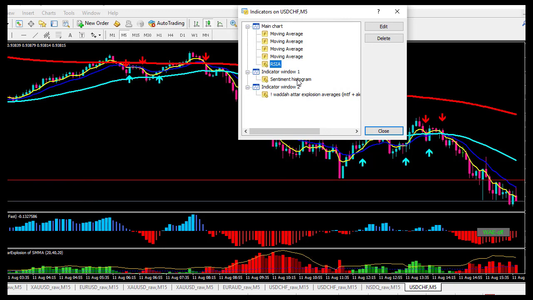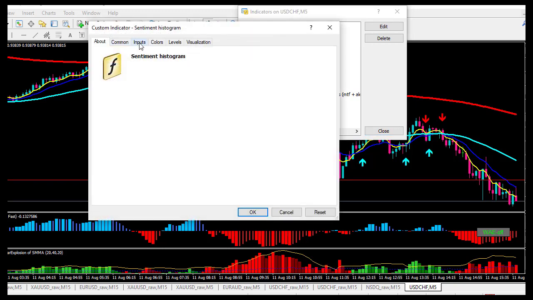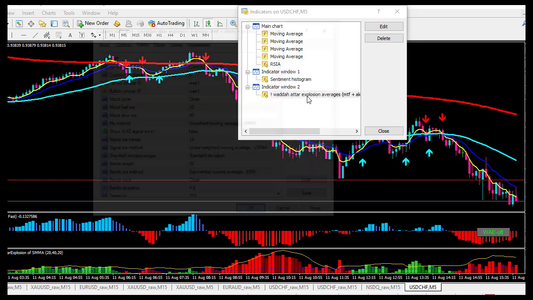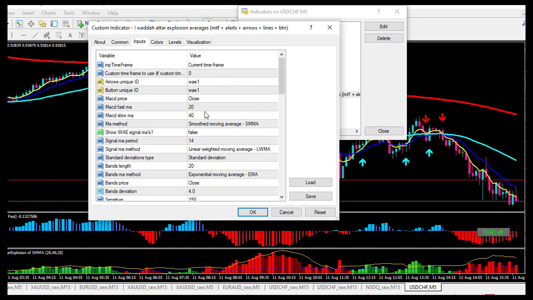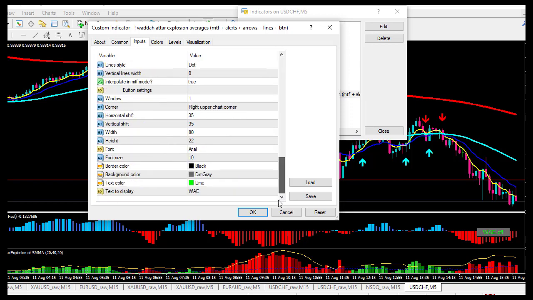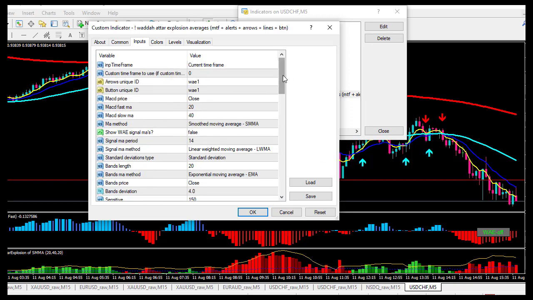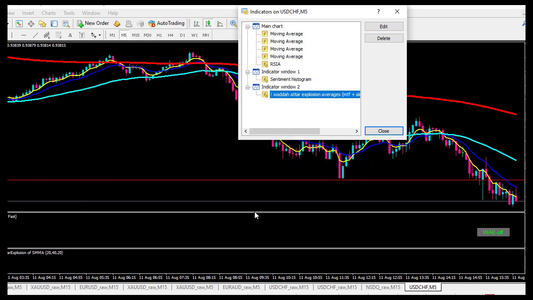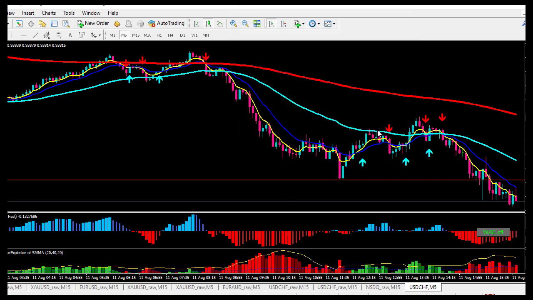Then you have the sentiment indicator. The period of calculation is 13 fast, so just set it the way it is and click OK. And for the water explosion, you can use the default setting. This is the default setting, and once you set it up, just click OK and apply and close that window. So this is a good strategy that anybody can use.